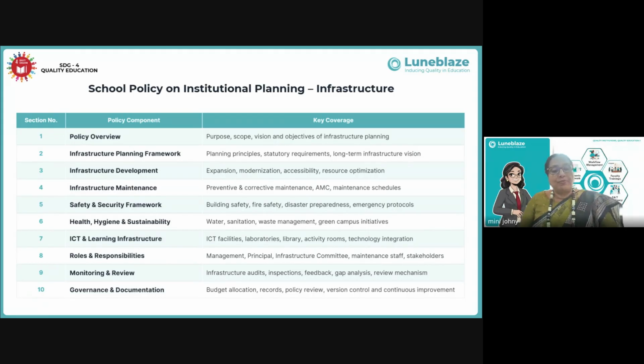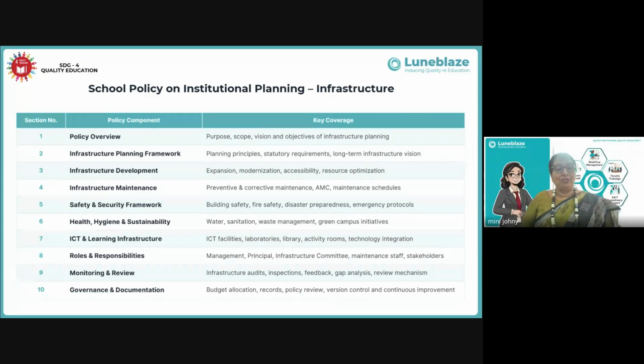Safety and security framework, building safety. I was showing you all these things. Building safety register, fire safety, disaster preparedness, emergency protocols, SOPs. Health and hygiene, again water sanitation, waste management, green campus initiative. Never think that we plant a few trees on Environment Day, take pictures and go away. No. Who is responsible for bringing that up? Which class is responsible? In the initial stage we have to feed them. Who will do it? Who is responsible? So for everything, we should have a system and a process.